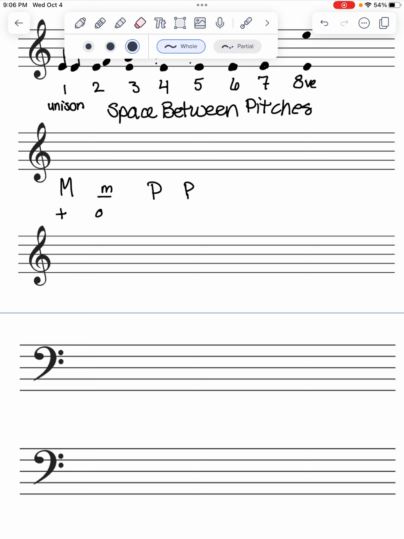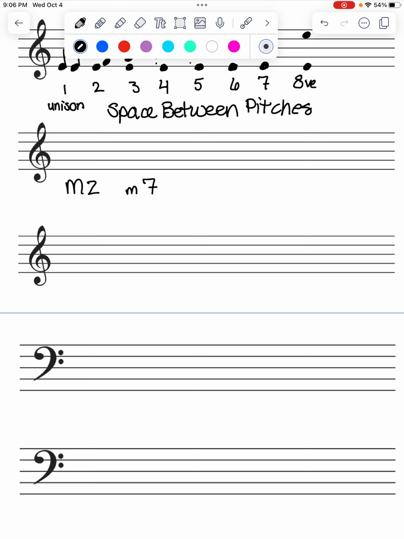So if we have a major second, we know that we're going to have a seventh. And if we're starting major, we're going to have a minor seventh on the other side. If we have a perfect fourth, it's going to stay perfect, and we're going to have a perfect fifth on the other side. If we have an augmented fifth, we're going to have a diminished fourth.